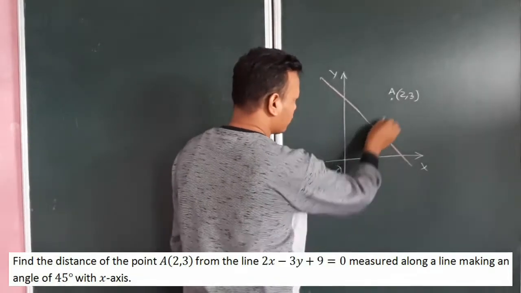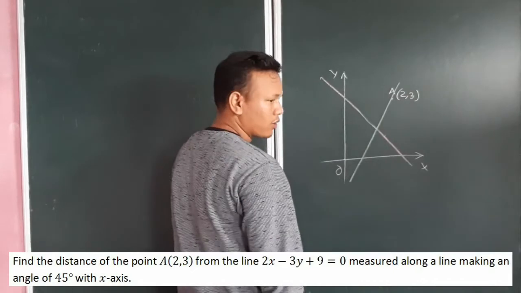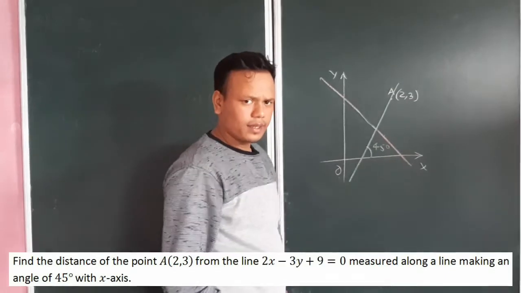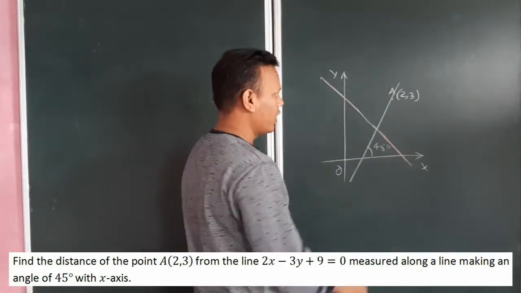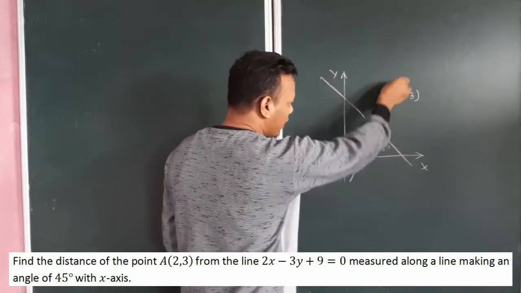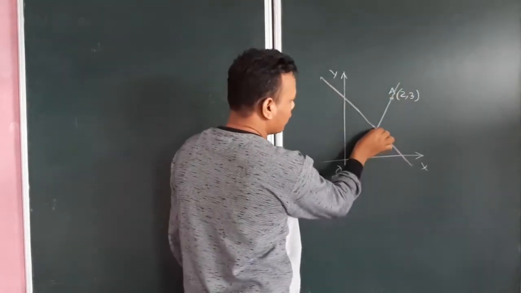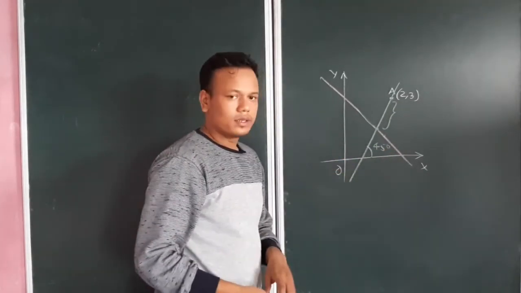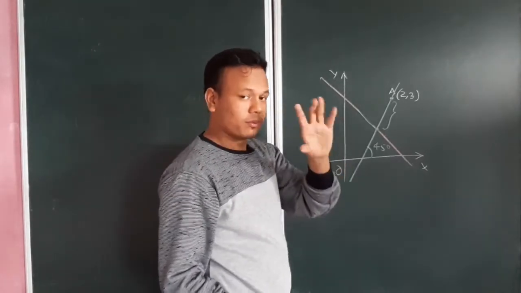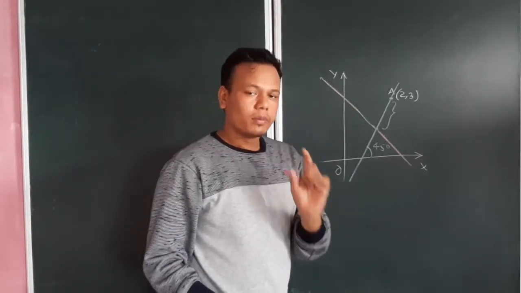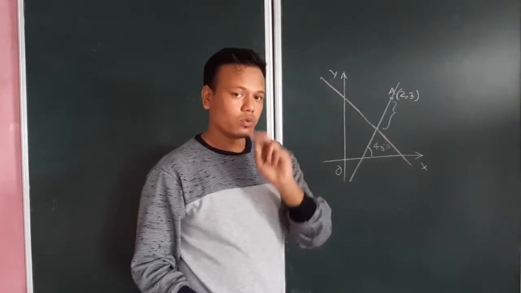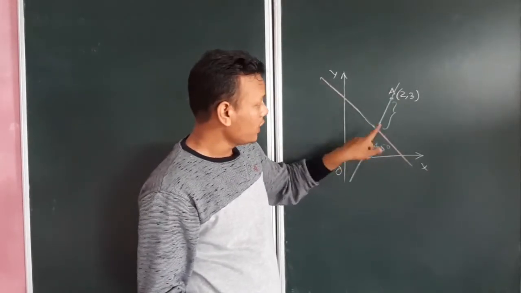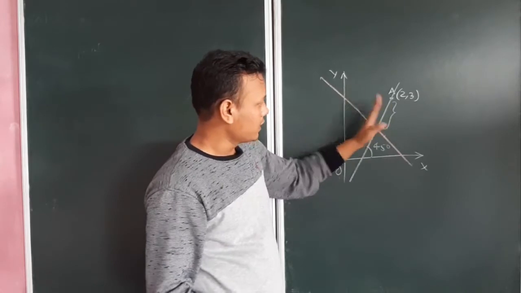For example, let me take this line. So this line is making 45 degree angle with the x-axis, and we have to find the distance of this point A along this line. Alright, so that means we have to find this distance. So since they are talking about distance, we have to make use of the distance formula. In order to make use of the distance formula, we need to know two coordinates. One coordinate is already known, but we don't know what is the coordinate of this. And what is it actually? This is the point of intersection of this line and this line.